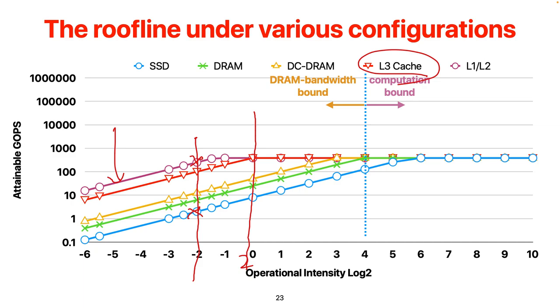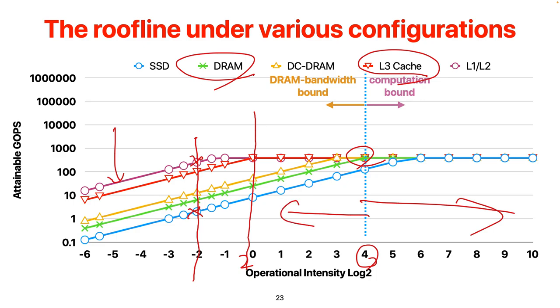If I have a program that cannot really fit into my cache and I have no way to make it cache optimized, the sweet spot of my system design is at operational intensity of 2 to the 4. Beyond this is actually CPU bounded, and below this is going to be DRAM bandwidth bounded.